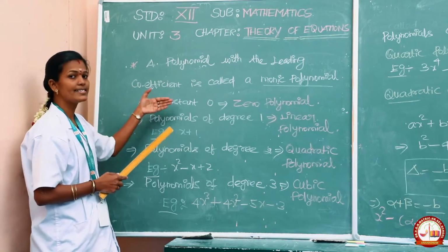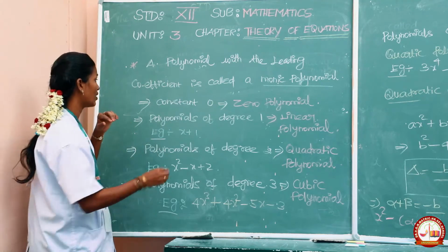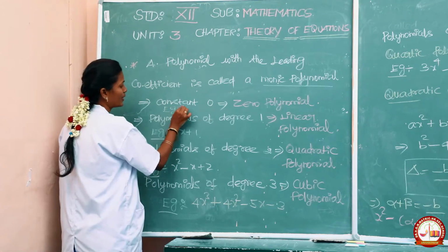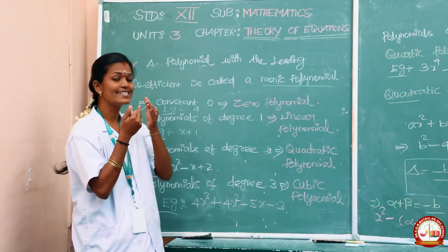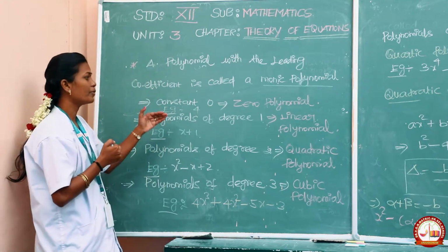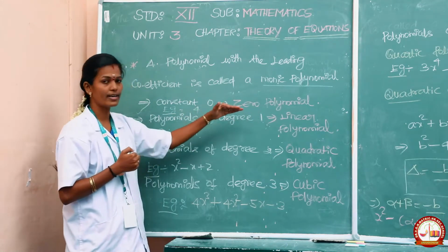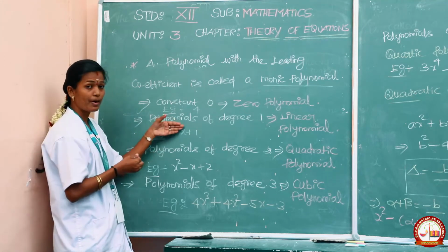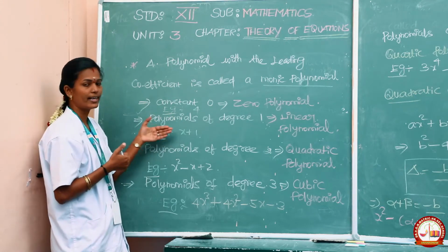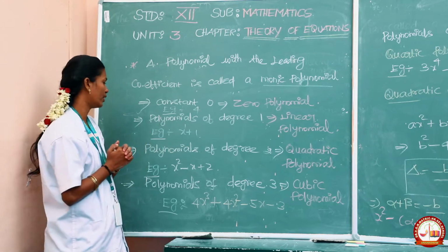Suppose a constant 0 is called a zero polynomial. Only the constant term appears. If some other constant only appears, this is called a constant polynomial. Polynomials of degree 1 are called linear polynomials, that is, x power is equal to 1. Example: x plus 1. It has power 1. This is called the linear polynomial.